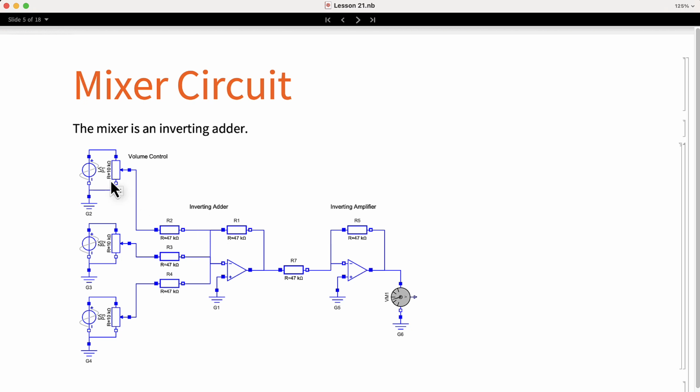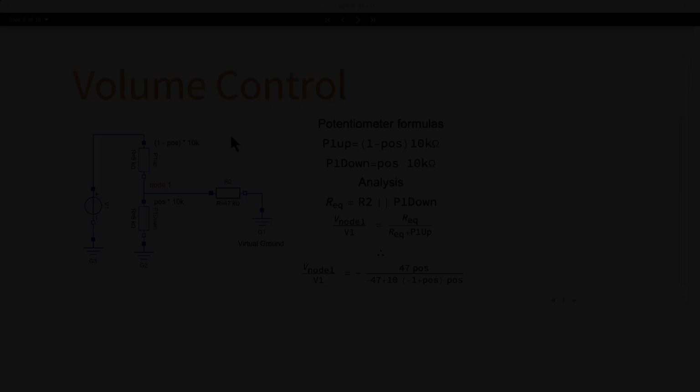The volume is controlled by a potentiometer that acts as a variable voltage divider. If you remember, the voltage divider is affected by the circuit connected to it. In this case, we have a 47 kilo ohm resistor connected to virtual ground. Let's see how this affects the voltage divider and determine if it's bad or good for this circuit.